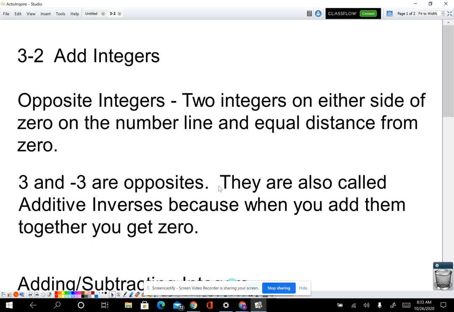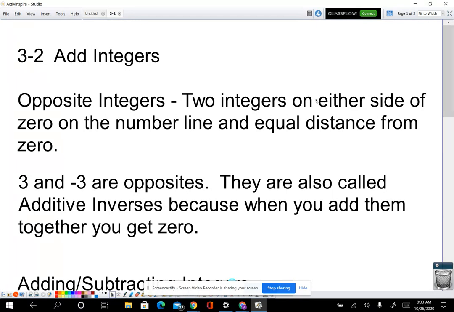Right, section 3.2, adding integers. You guys are going to think this is a really stupid section because it's very basic. You can do it with your calculator, but I prefer that you don't use your calculator on this assignment.